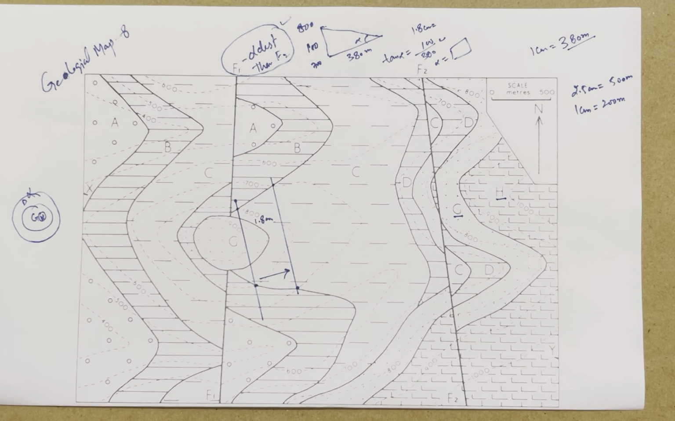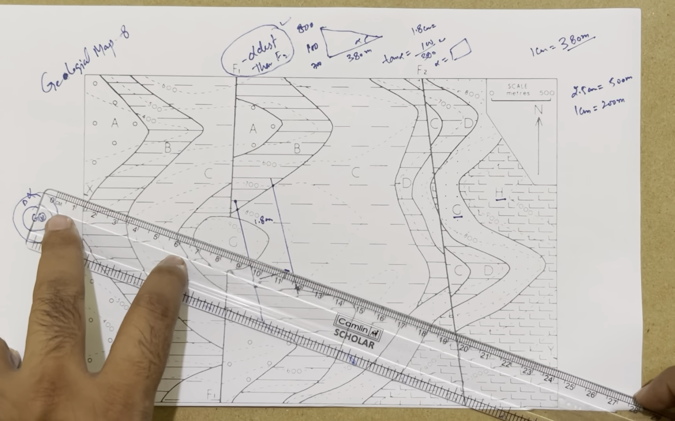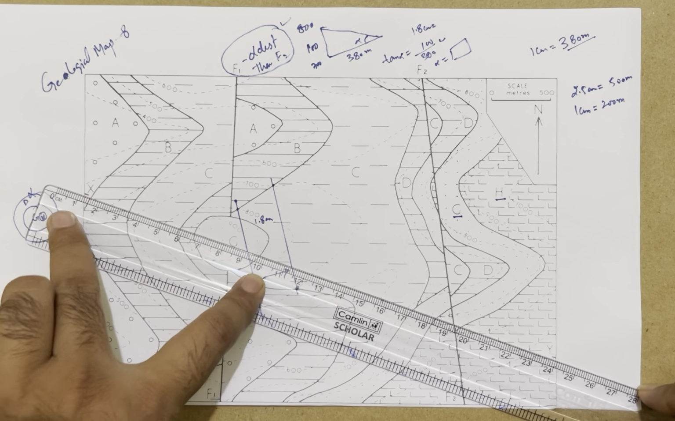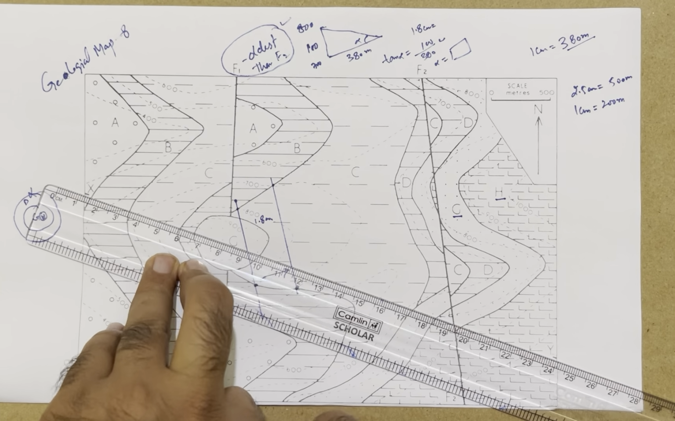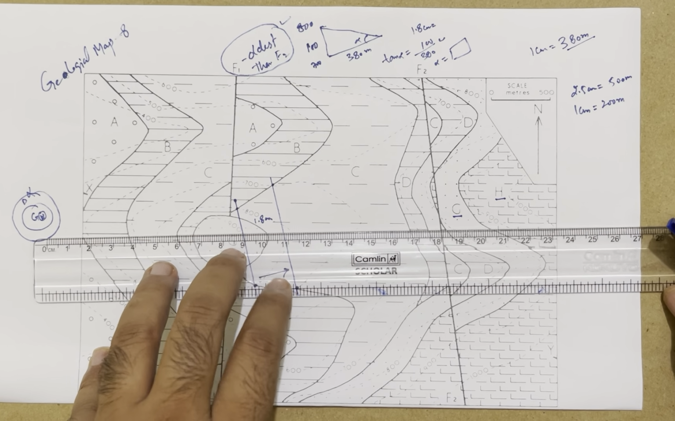So now I have to draw a cross section along this line that is already given. You can draw from anywhere. It is not mandatory that we draw from here. We can draw a cross section like this also. We will go with this.